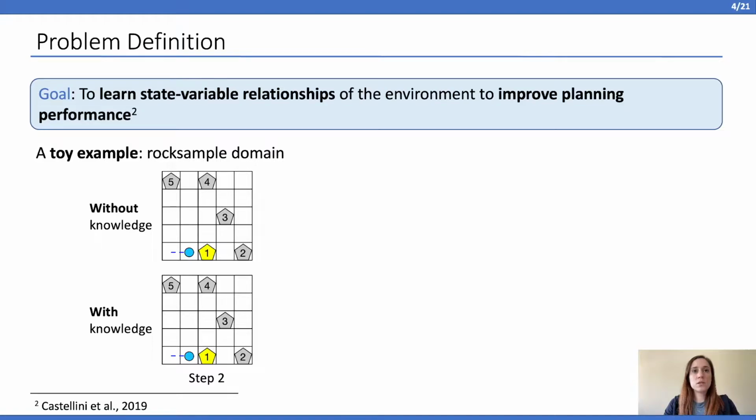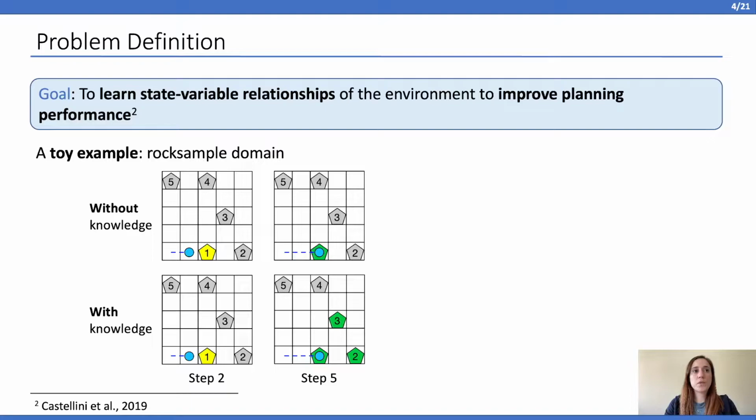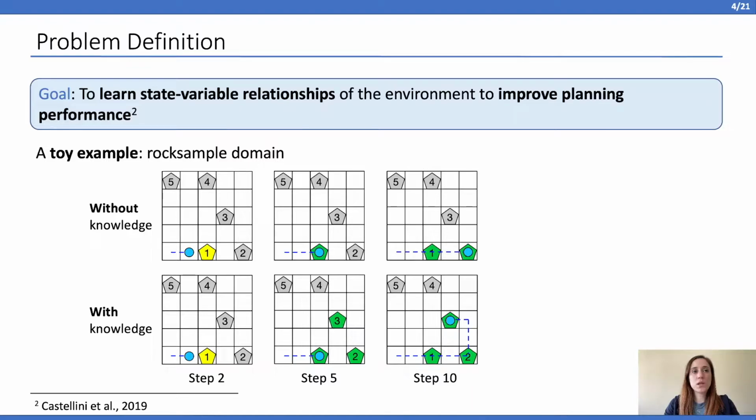In this case, the agent performs a sensing action to check the value of rock 1. As we can see, at step 5 in the second row, once the robot has observed rock 1 as valuable, it has also acquired information about rock 2 and 3. To better understand the advantage given by the knowledge, suppose that the agent has to repeat the sensing action 3 times to be sure about the value of the checked rock.